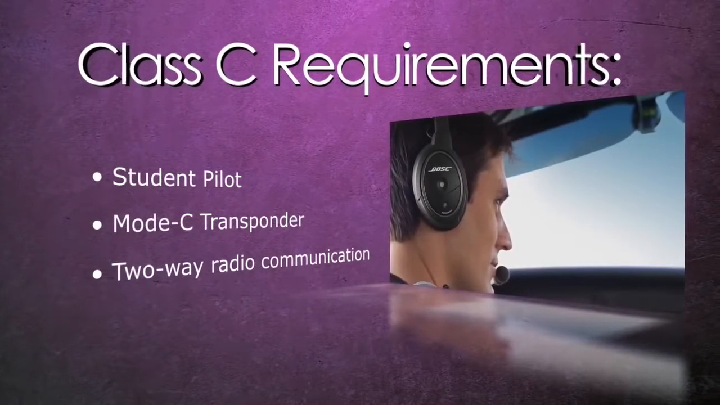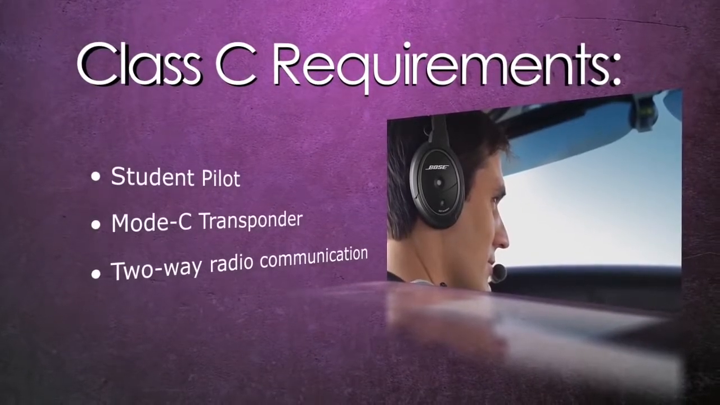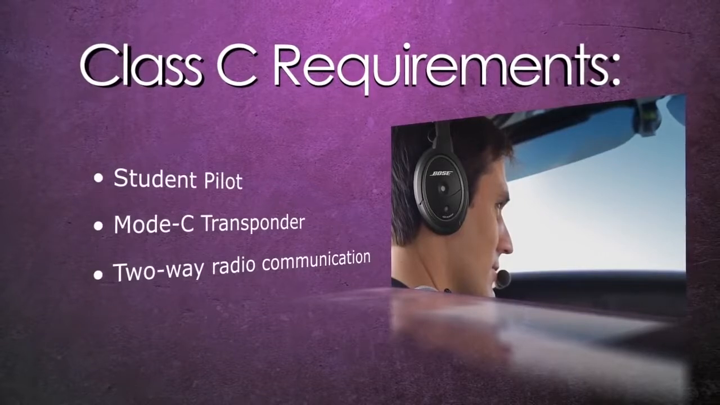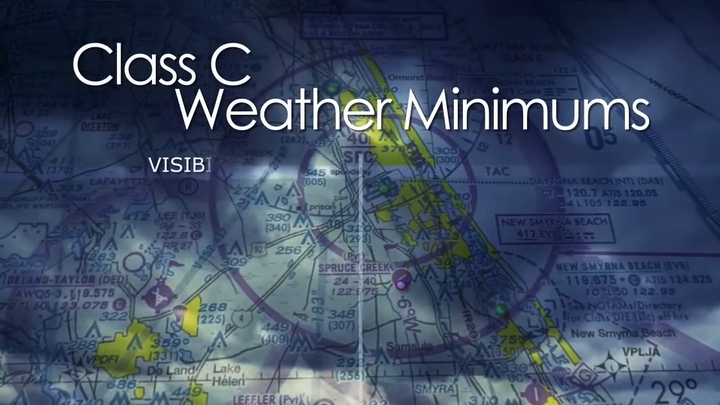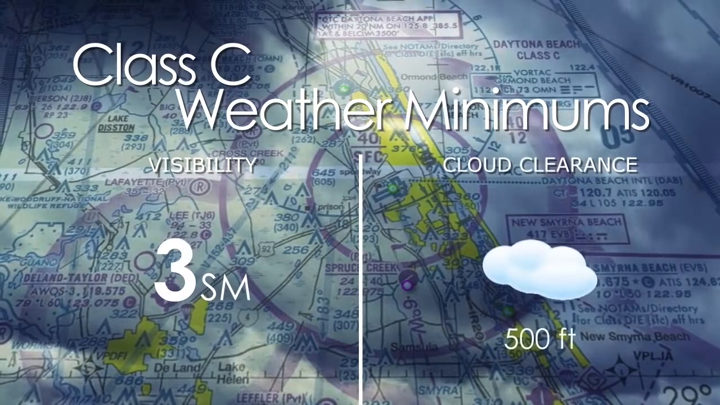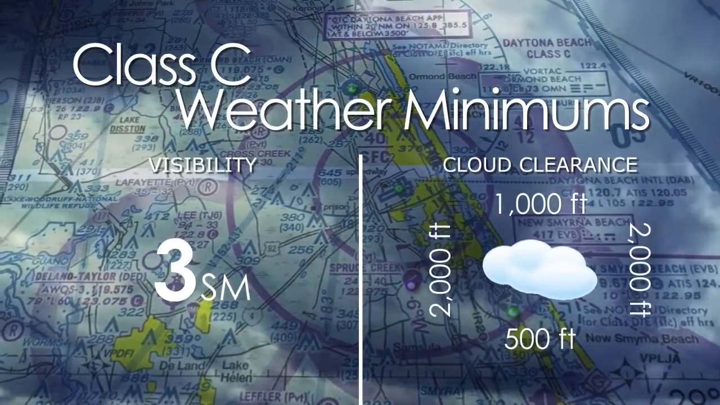The one exception would be if they replied to your call with the phrase, "Remain clear of Class Charlie." "Skyhawk 454 Echo Romeo, remain clear of Class Charlie." To operate inside Class C VFR, the visibility must not be less than 3 statute miles, and the pilot cannot be any closer to the clouds than 500 feet below, 1,000 feet above, and 2,000 feet horizontally.